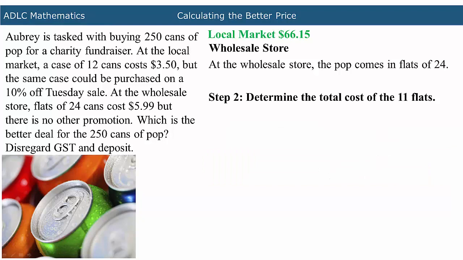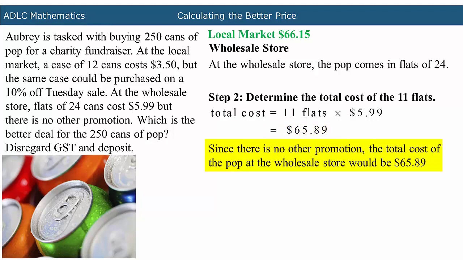Next, the total cost of the 11 flats must be calculated. To determine the total cost of the flats, multiply the number of flats, 11, by the price of each flat, $5.99. This results in an answer of $65.89. Since there is no other promotion, the total cost of the pop at the wholesale store would be $65.89.